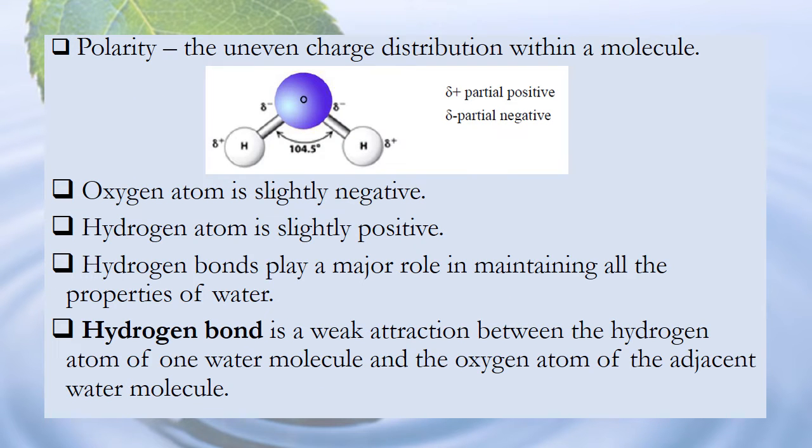Polarity is the uneven charge distribution within a molecule. In water, the oxygen atom is slightly negative. The hydrogen atom is slightly positive. Hydrogen bonds play a major role in maintaining all the properties of water. A hydrogen bond is a weak attraction between the hydrogen atom of one water molecule and the oxygen atom of the adjacent water molecule.